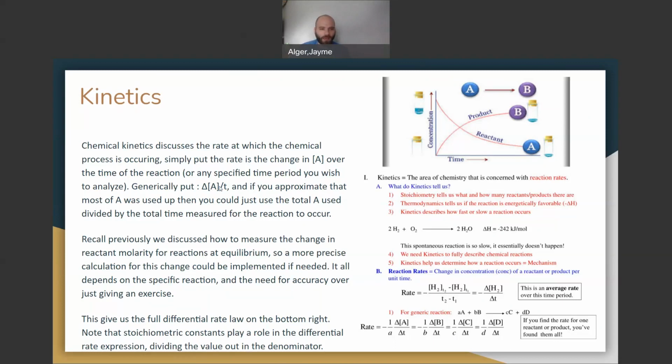But we can measure the change in one material, like how much of A do we have? Is there 2 moles to start with? Do we have only half a mole by the end? How quickly did we get from that 2 moles to a half a mole? That change from 2 moles to a half a mole would be 2 minus a half, or 1.5.